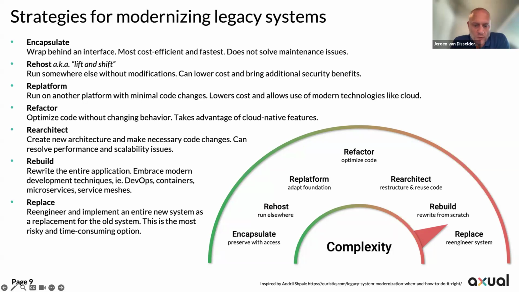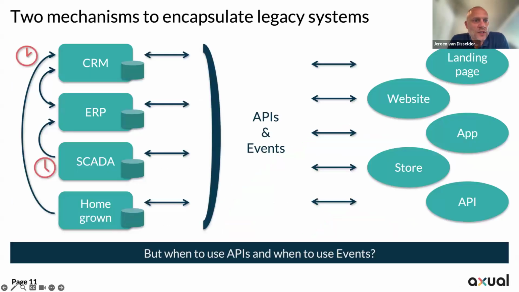So today we'll not visit the far right side of the spectrum, but we'll focus more on the left side of the spectrum, which is how to encapsulate legacy systems and unlock the data contained within them and make that available to the rest of the organization. And there are, of course, two different ways to do that in the modern age. The two ways to encapsulate the data and to unlock the functionality of the systems are through APIs and through events.